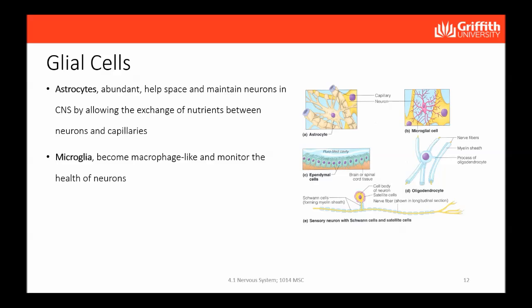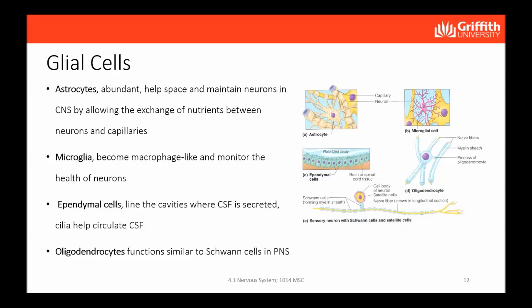Microglial cells can become macrophage-like cells that phagocytose microorganisms and dead neuronal tissue. The ependymal cells line the central cavities of the brain and spinal cord, where cerebrospinal fluid is secreted. The beating cilia present on the cells help circulate the cerebrospinal fluid. Finally, oligodendrocytes have a similar function to that of Schwann cells by producing the myelin sheath within the CNS.